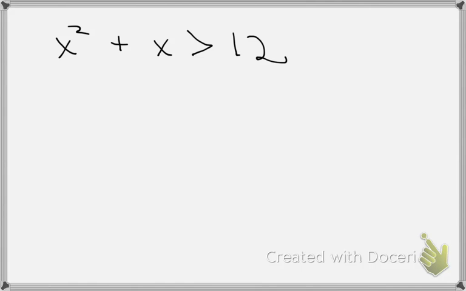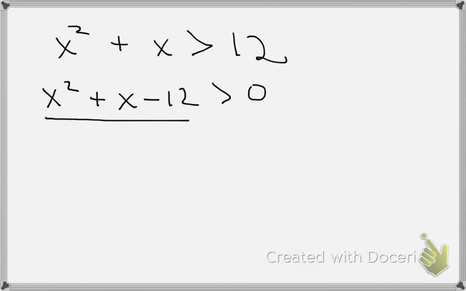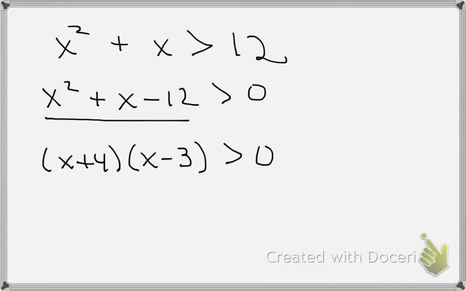So my first step is going to be to get all of the terms on one side. So I have x squared plus x minus 12 is greater than 0. All right, so I want 0 on the right hand side, everything else on the left. My second step is going to be to factor my quadratic. So that's going to factor to x plus 4 times x minus 3, and now that's greater than 0.